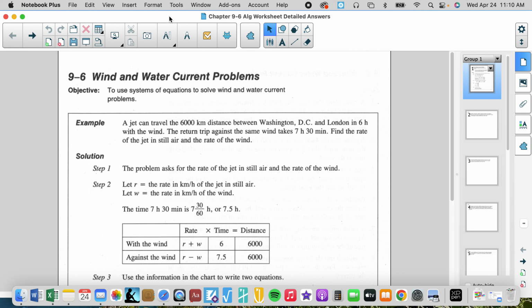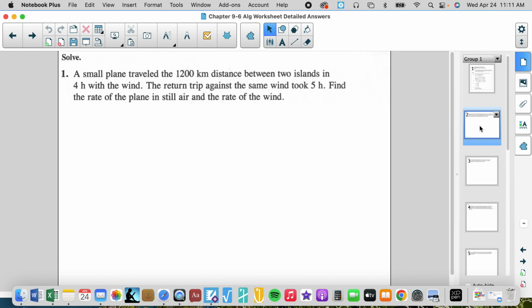So we still are going to use distance equals rate times time, and we'll find out that the distance is going to be the same. We know that the distance from Washington to London is going to be the same as London to Washington. So if we set up two equations that are equivalent, we can figure out the two pieces, and you'll notice how we do it. So let's get that started.